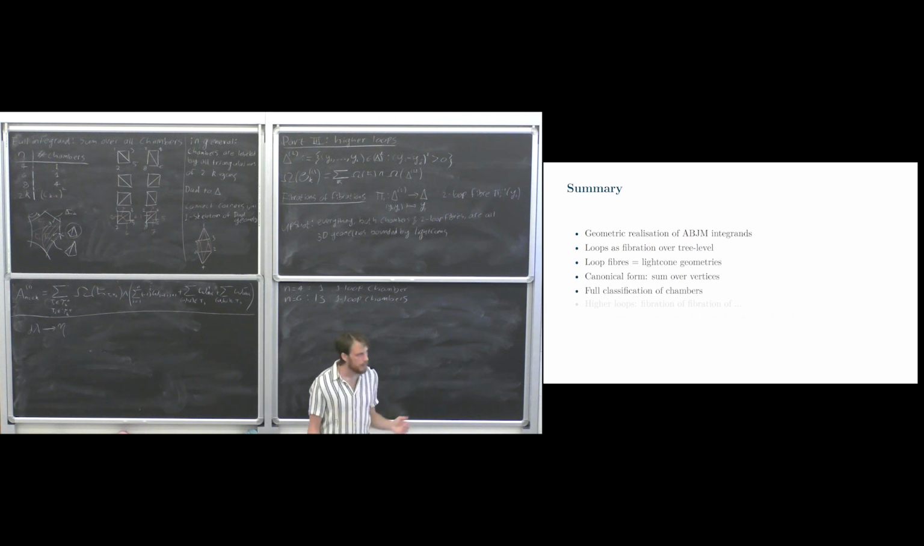In addition, I've given a full classification of all the chambers which appear at one loop, and together with finding the canonical form that allows us to write down a nice and compact formula for the general one-loop integrand for ABJM theory.